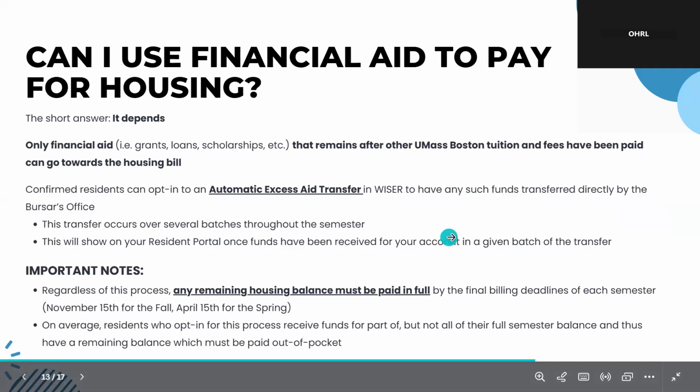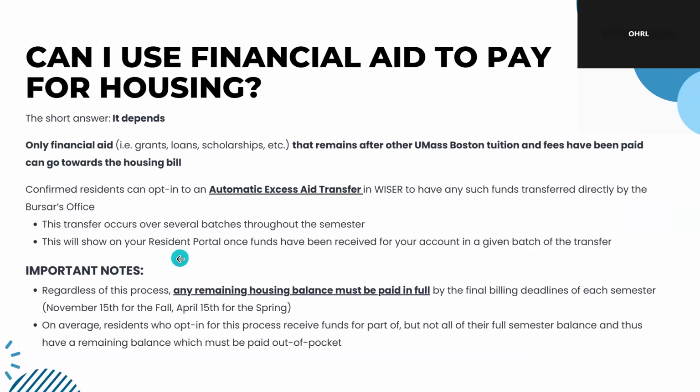Regardless of the excess aid process, whether you're opted in or not, you are responsible for any remaining housing balance. You must pay it in full by the final billing deadlines of each semester. So that's November 15th for the fall and April 15th for the spring. What that means again is, let's say you get that $2,000 in excess aid, but by the final installment of the fall semester, you have a little left over. Well, that is your responsibility to pay.